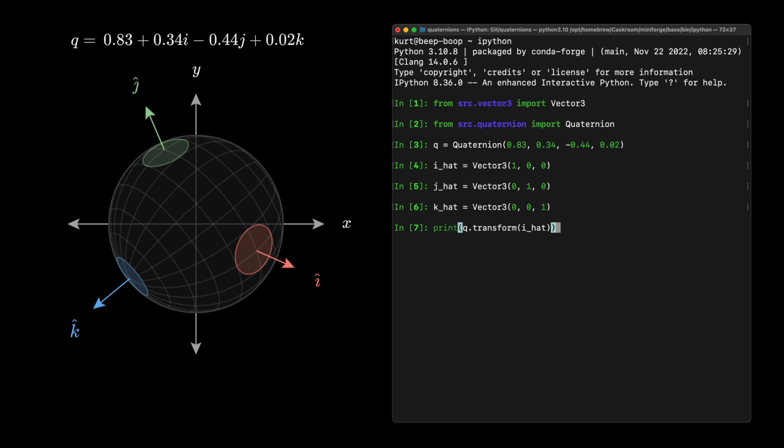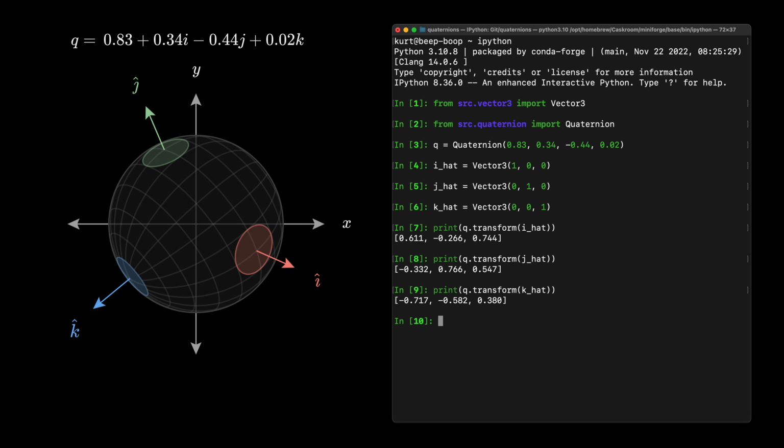Given the current orientation of the sphere, the transformed position of i hat is in the octant where the x-coordinate is positive, y-coordinate is negative, and z-coordinate is positive. And when I run the line of code, these coordinates look correct. Let's also calculate the transformed positions of j hat and k hat. In general, this is the function from earlier, which converts the position of a point in the internal coordinate system of the sphere to the external coordinate system of our setup.